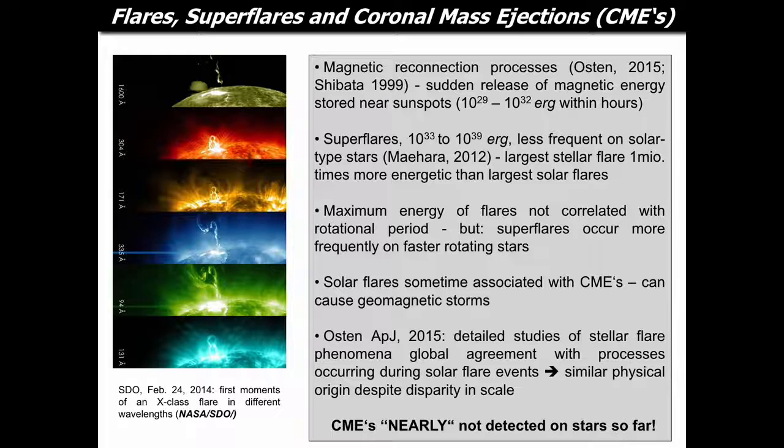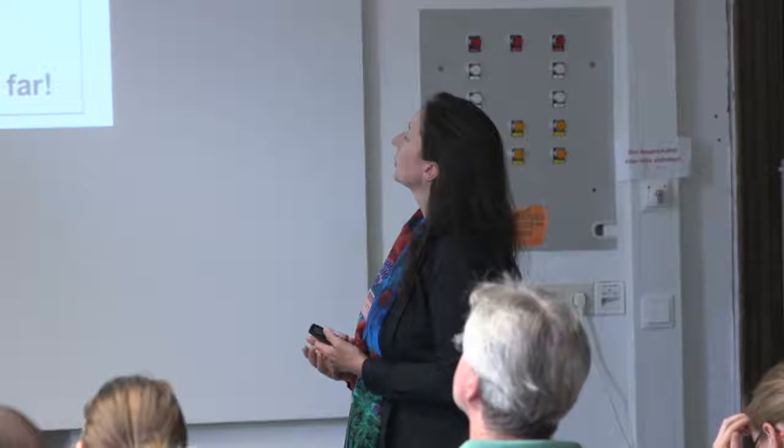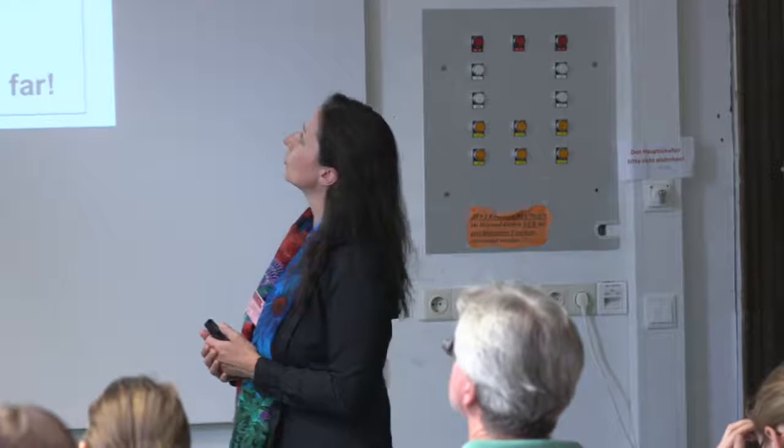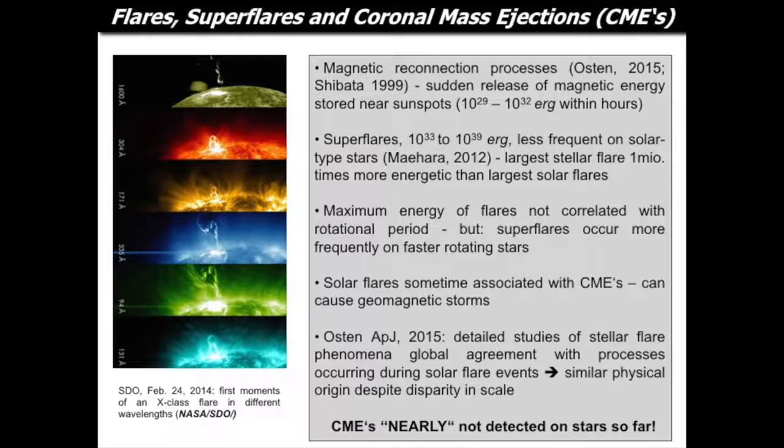And superflares were already observed on other stars to have 10 to the 33 or 10 to the 39 erg, which is quite a bit more than the sun usually shows in flare signatures. They seem to be less frequent on solar-type stars, but the largest flares are 1 million times more energetic than the largest solar flares.